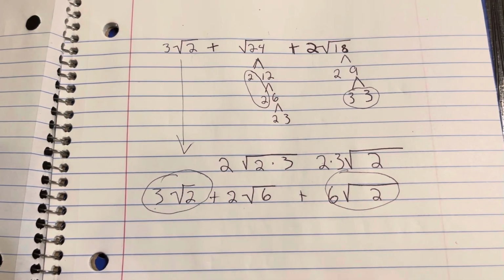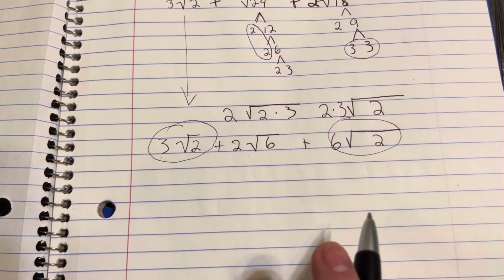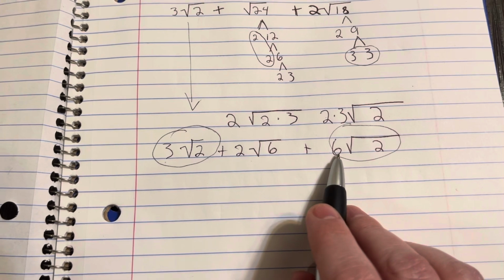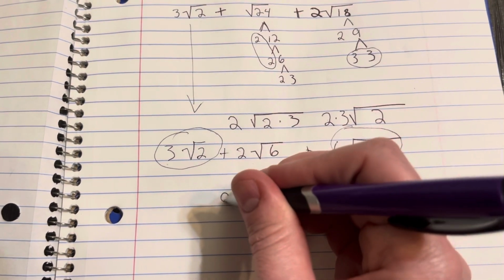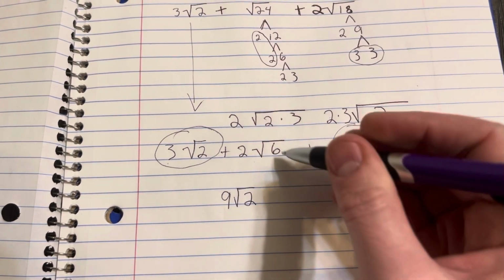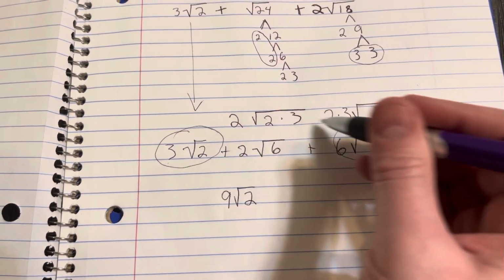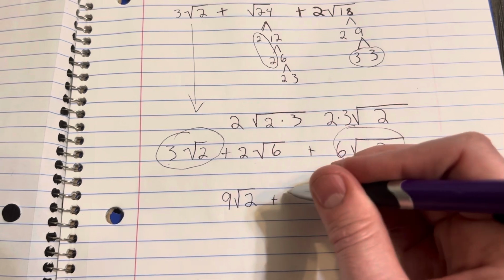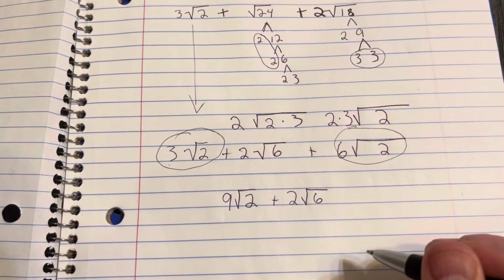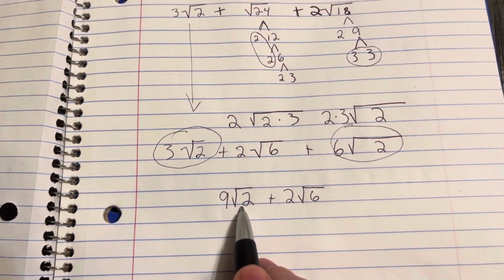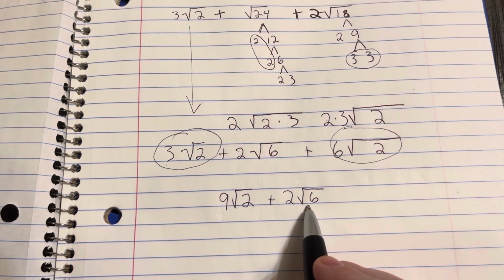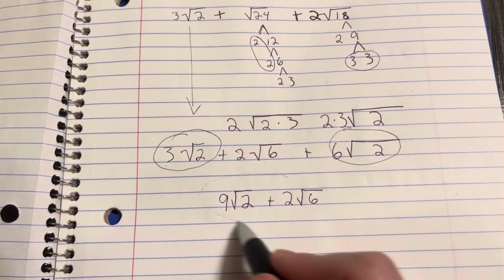So what we're going to do is we're going to go ahead and add together the numbers that are alike. So 3 plus 6 gives me 9 square roots of 2. This one we weren't able to add it to anything, so we'll just write it down as part of our answer. And there we have it. We've combined all of the square roots of 2, written down what can't be combined, and we have our final answer.